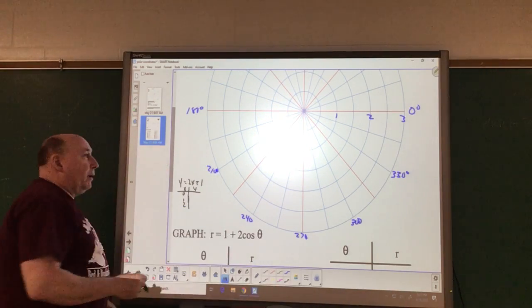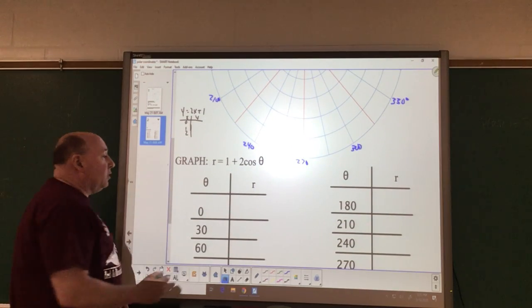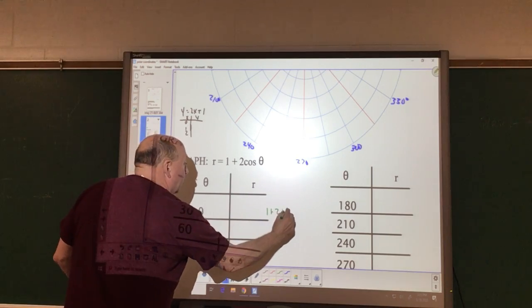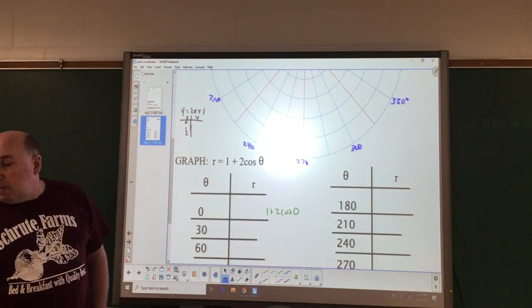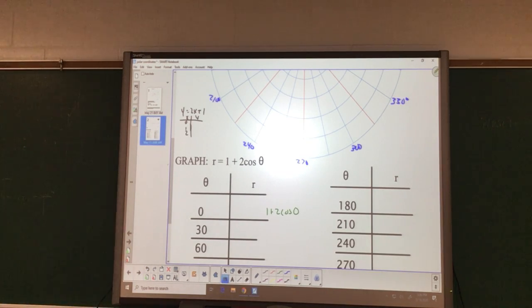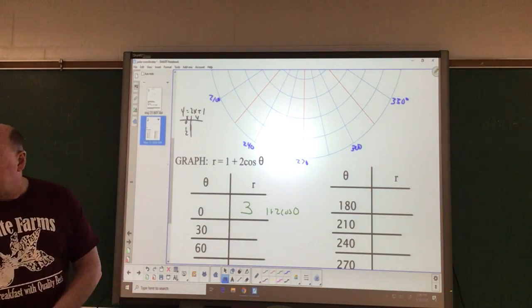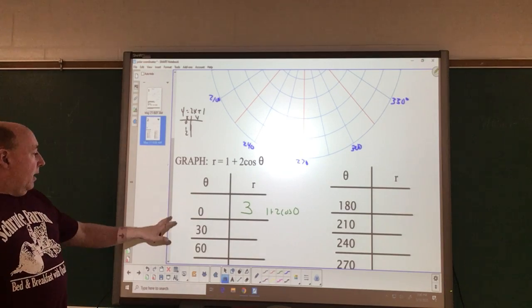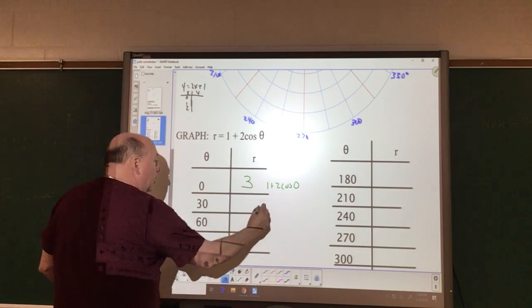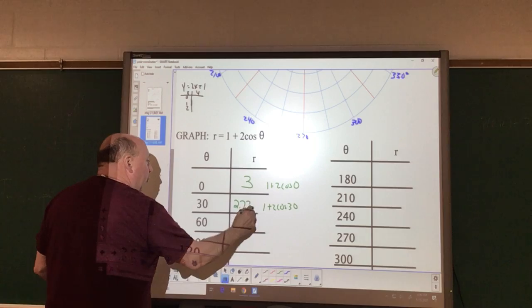We'll create our ordered pairs, and then we're going to get a graph down. So in the first one, I have 1 plus 2 cosine of 0. So now it becomes a calculator exercise, where I'm taking 1 plus 2 cosine of 0 and hitting enter. And what that comes down to is 3 units. And then we're going to put in 1 plus 2 cosine of 30, and we'll get 2.73 units.